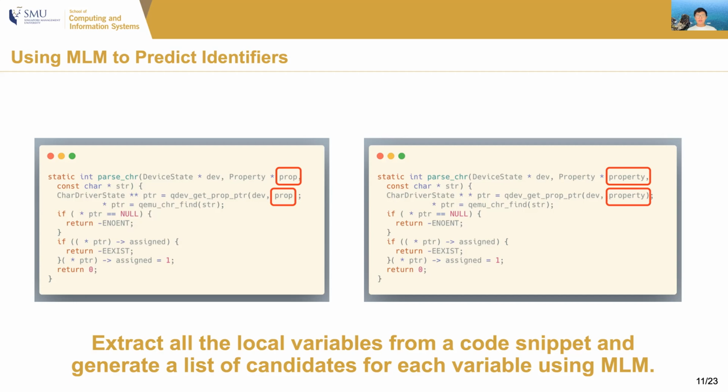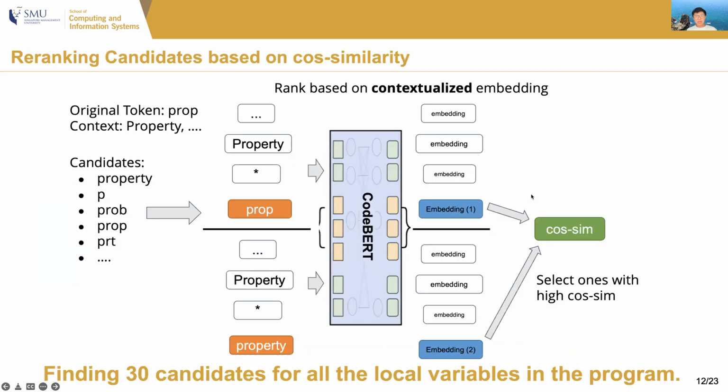The above examples motivate us to use masked language prediction to generate natural substitutions for identifiers in code snippets. For example, an original identifier is "prop," and CodeBERT can predict the natural replacement "property," which can describe the types of the variable clearly. We can extract all the local variables from a code snippet and generate a list of candidates for each variable using the masked language prediction. But beyond that, we re-rank the candidate list again. We use each candidate to replace the original identifier, so "prop," "property," and feed them into CodeBERT. But this time, we compute the embeddings of each token rather than predict the masked tokens. Then we compute the cosine similarity between the original and the new identifiers' embeddings. Using this cosine similarity, we re-rank the generated candidates and select the top 30 candidates with the highest similarity to generate the adversarial examples in the future steps.